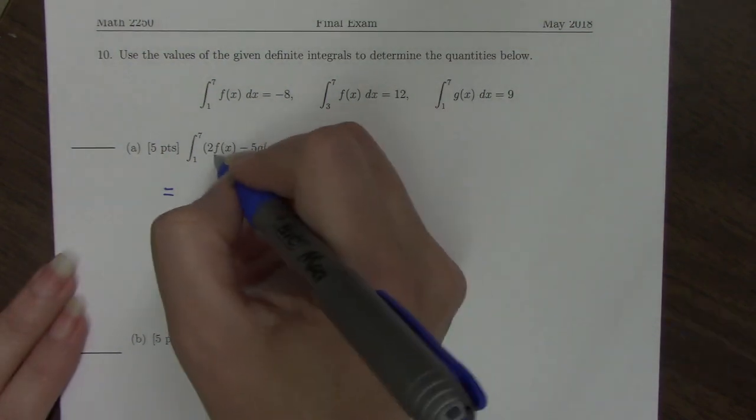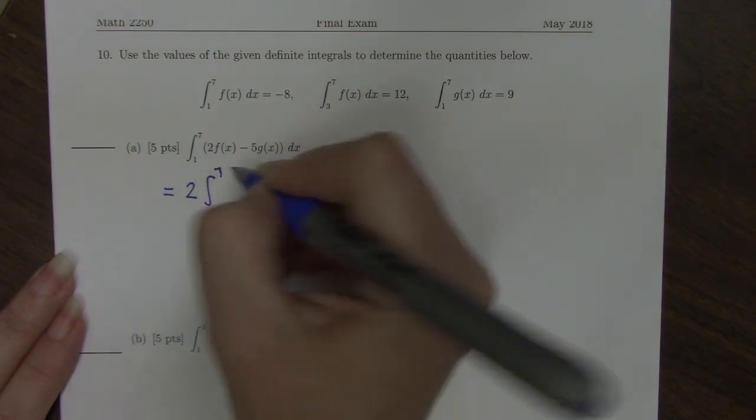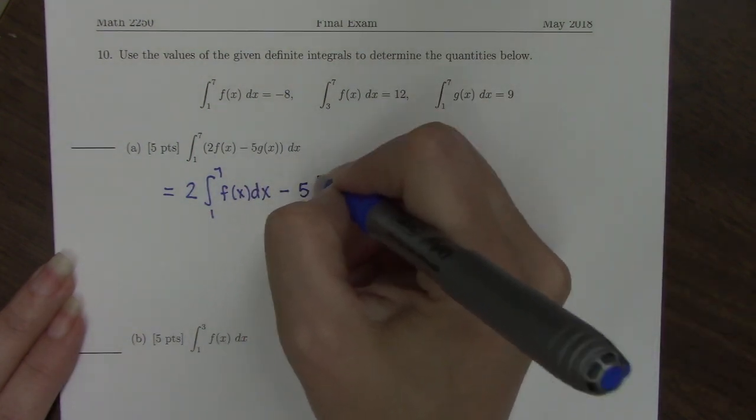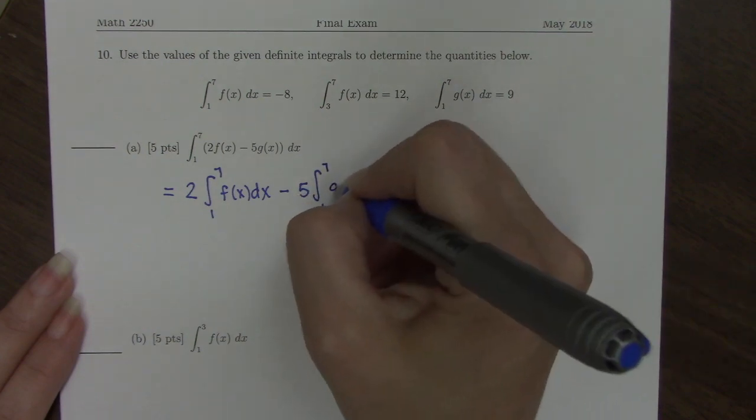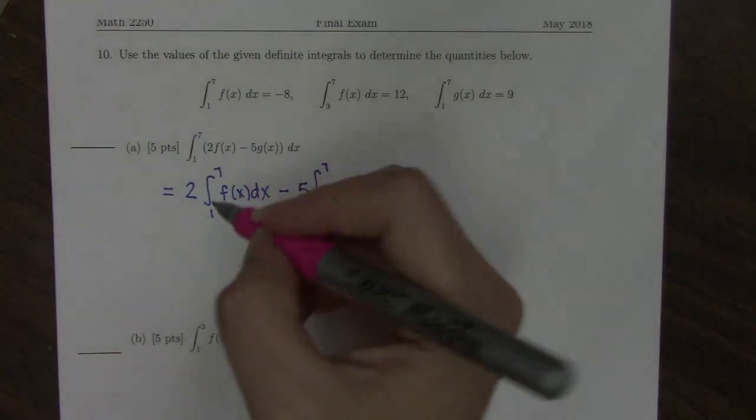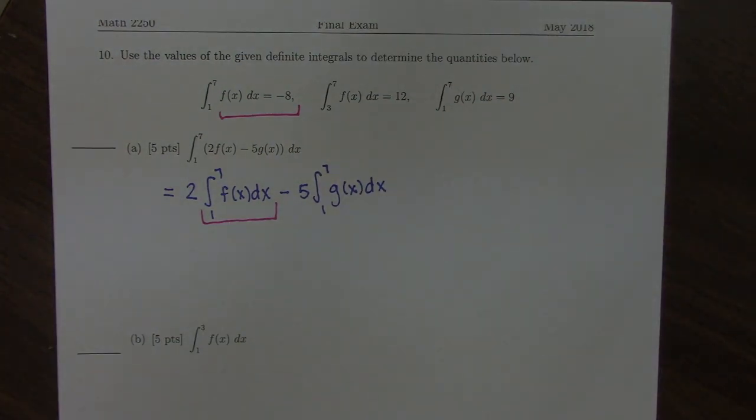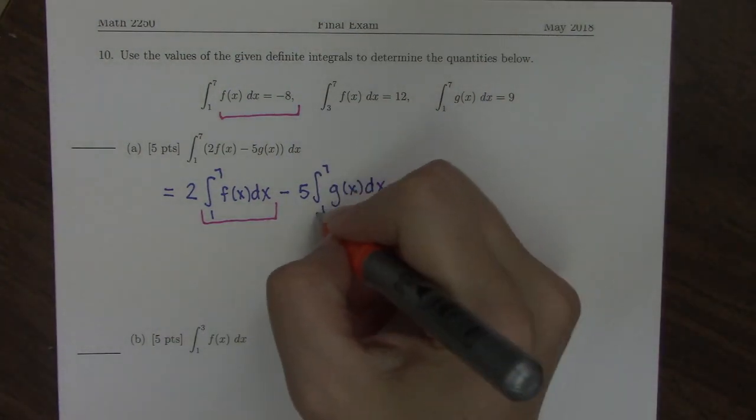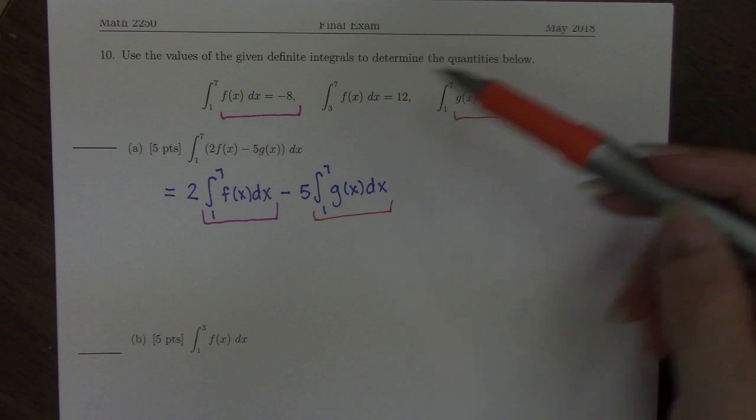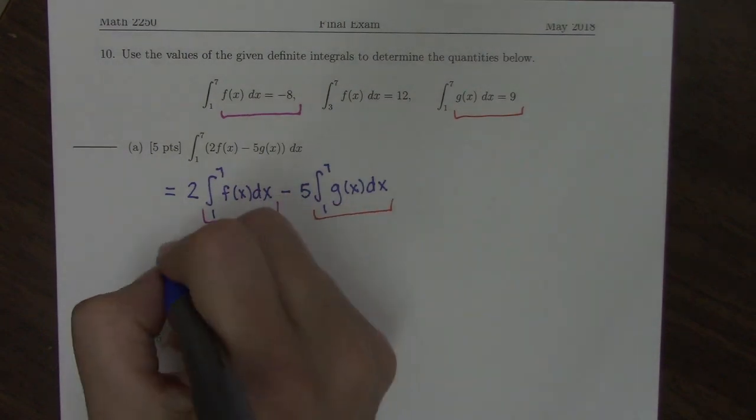So the first thing that I would like to do, it's a little bit of extra step from the key, is I would say, well, the integral of 2f of x, that's just the same thing as 2 times the integral from 1 to 7 of f of x dx. Then minus 5 times the integral from 1 to 7 of g of x dx. So the integral of f of x dx, we were given right here as negative 8. The integral of g of x from 1 to 7 was given here. So you need to make sure that the bounds on the integral you were given match the bounds in your formula. So now I can simply make my substitution.